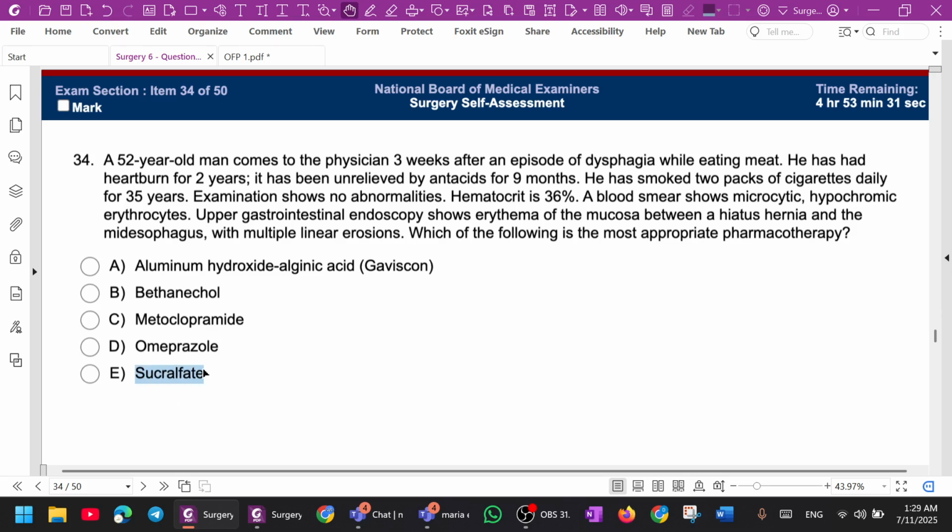Ready? Yes, one second. Linear erosions. Wait, linear erosions. Isn't that CMV? If it's CMV, none of the options even make sense. Okay, ready.